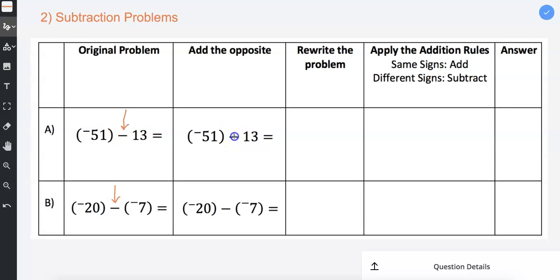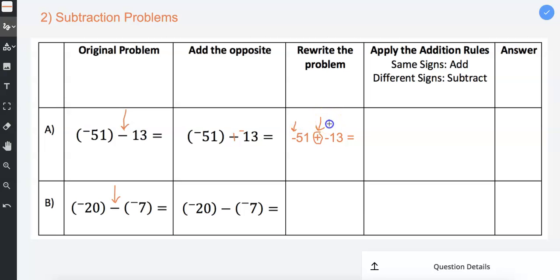So we change the subtraction to addition, and then I'm going to change this positive 13 to its opposite, which would be negative 13. I grab the typing tool, and then I'm going to type negative 51 plus a negative 13. And then now that I see that I have an addition sign in between, I'm going to apply the addition rules. So I have to look at the sign.